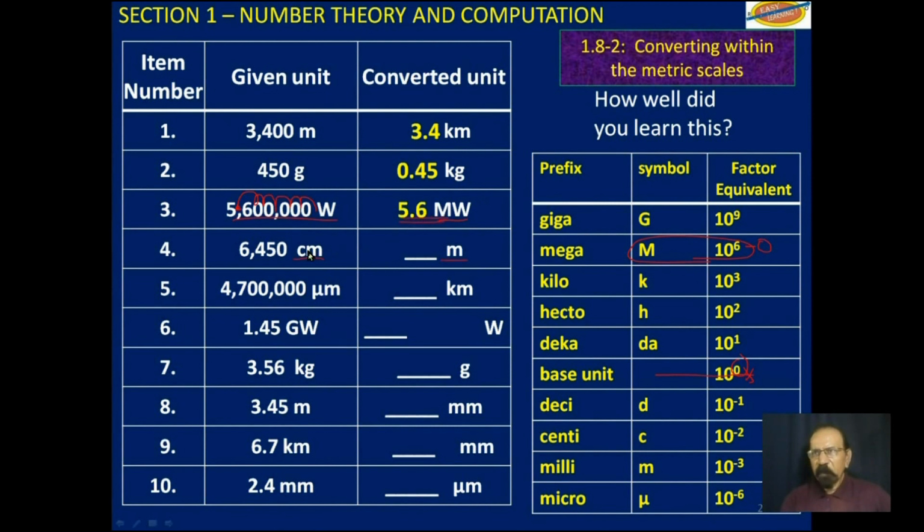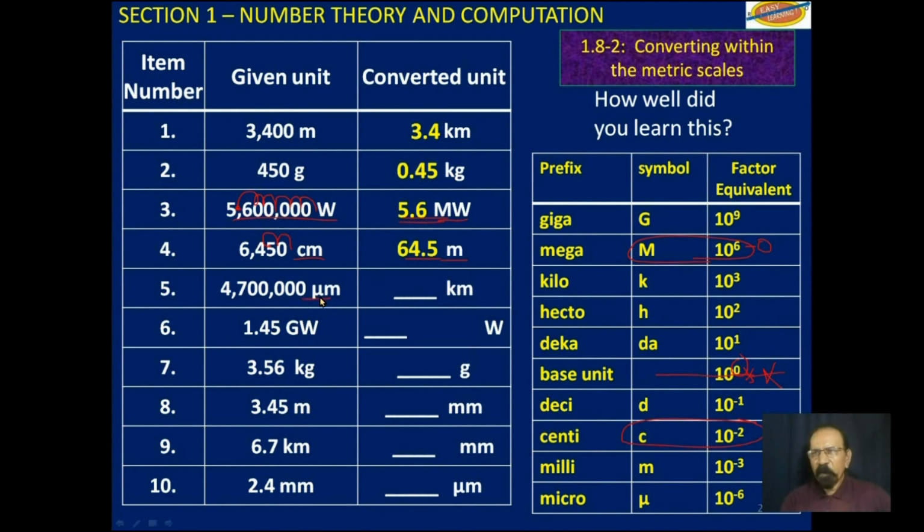Centimeter to meter. So we are going from centimeter, which is down here, -2, to meter, which is a base unit. So 0 minus -2 will give us +2. So we are going to have to divide by 10 squared. We shift that point 1, 2 places, and we get 64.5 meters.